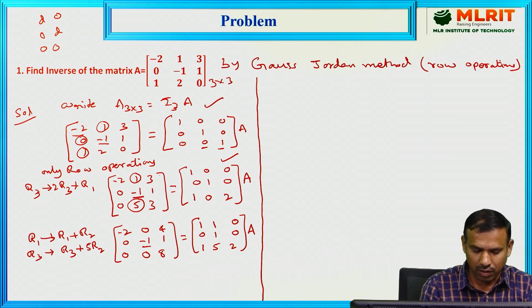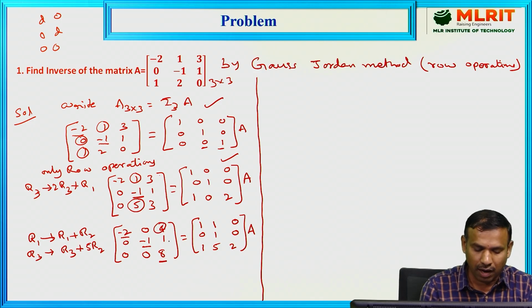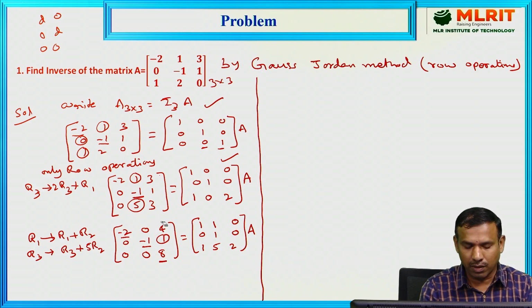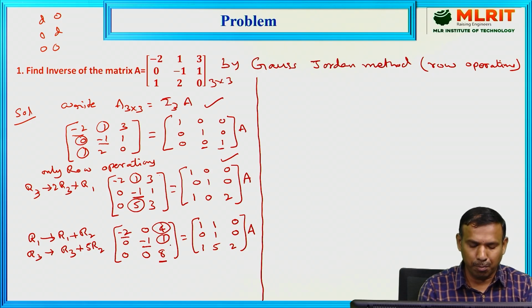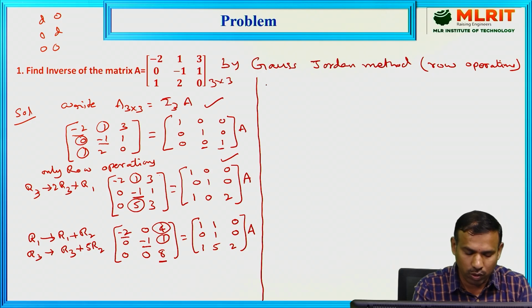So, first task completed, second task completed. Now, using the third diagonal element, using 8, we have to make R1 0, R2 0. So, these two elements we have to make 0. Using R3, make R1 and R2 elements 0. Now, look at the operations.